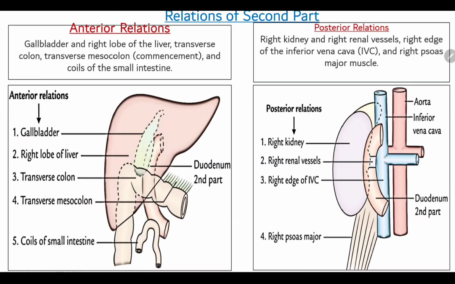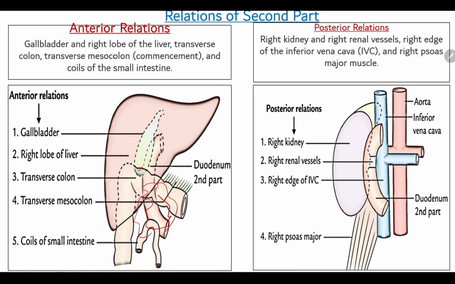Now let us see the relations of the second part. Just look at this diagram. We are seeing the second part of duodenum. Here we have the liver, here comes the gallbladder, this is the ascending colon. What are the anterior relations? Anteriorly we have the gallbladder, then the right lobe of the liver, then the transverse colon, and again the transverse mesocolon and the coils of small intestine. These are the structures related anterior to the second part of duodenum.